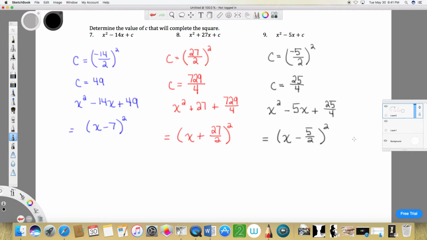It's not as difficult as people think, but there's anxiety about these fractions. When that middle term is an odd number, students just have a mental block against fractions. If it's an even number like negative 14, they go through it and have no problem. But when it's an odd number, you sometimes have a problem with it. You're going to have to get over that.